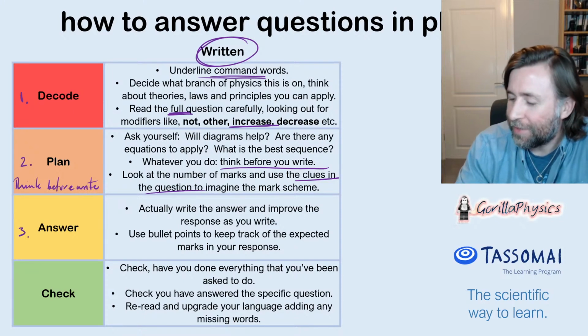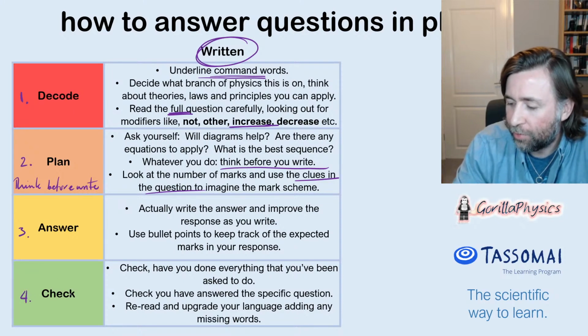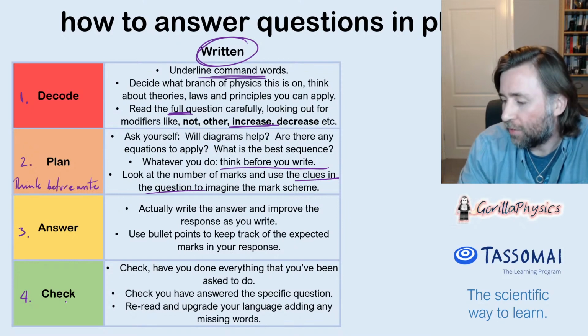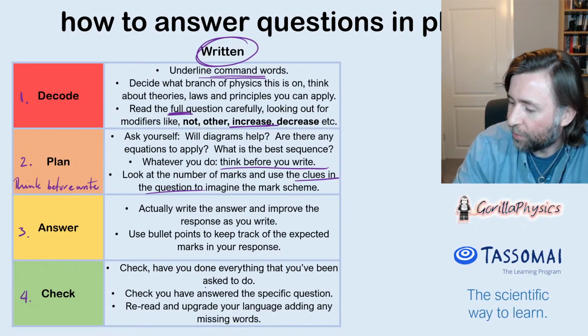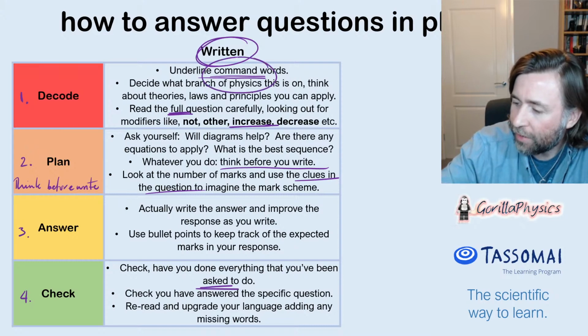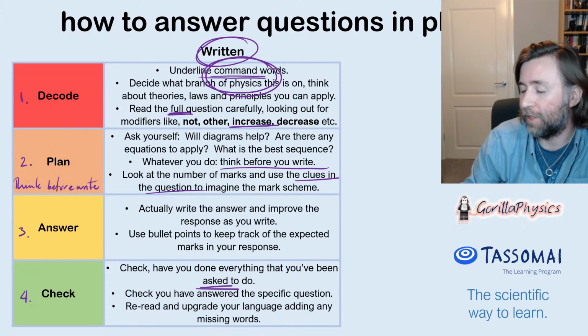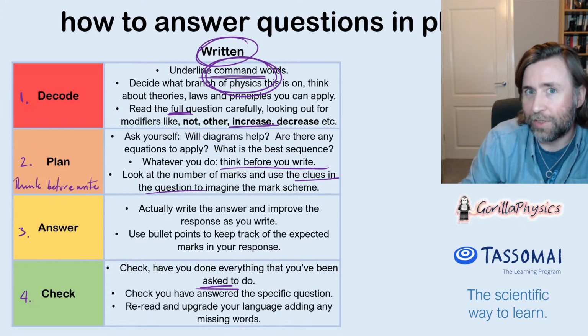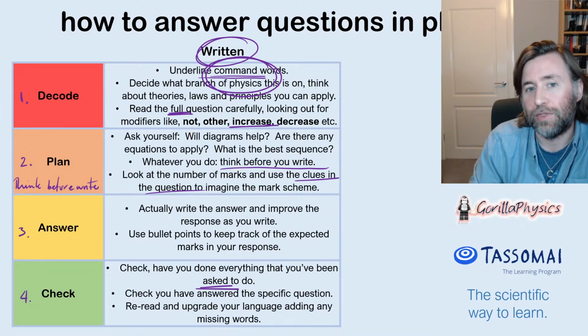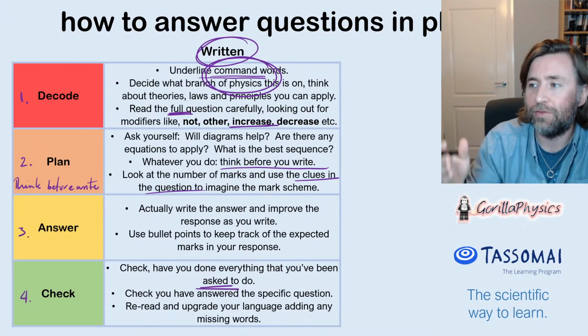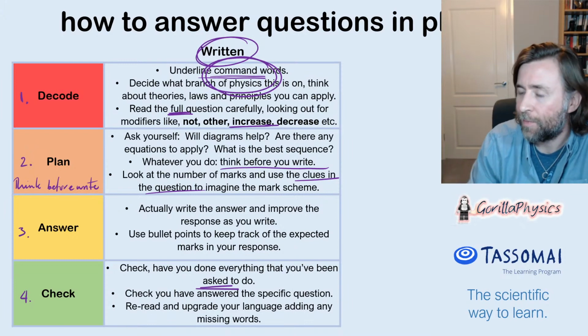And then lastly, check. And I think this is the most important of any answer. Check your answer. Check you've done everything you've been asked to do. Remember at the start we underlined the command words. Well, the command words are the commands. They're the things you've been asked to do. So make sure you've done everything that you've been told to do. There is a command word for every mark on an exam paper.